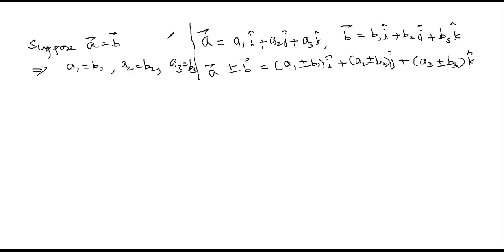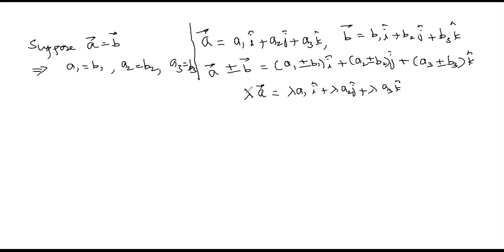And when you are multiplying any number, the scalar will be multiplied with all the components, like lambda A. Suppose you are multiplying with lambda and vector A. So this lambda will multiply as lambda A1 i plus lambda A2 j plus lambda A3 k.